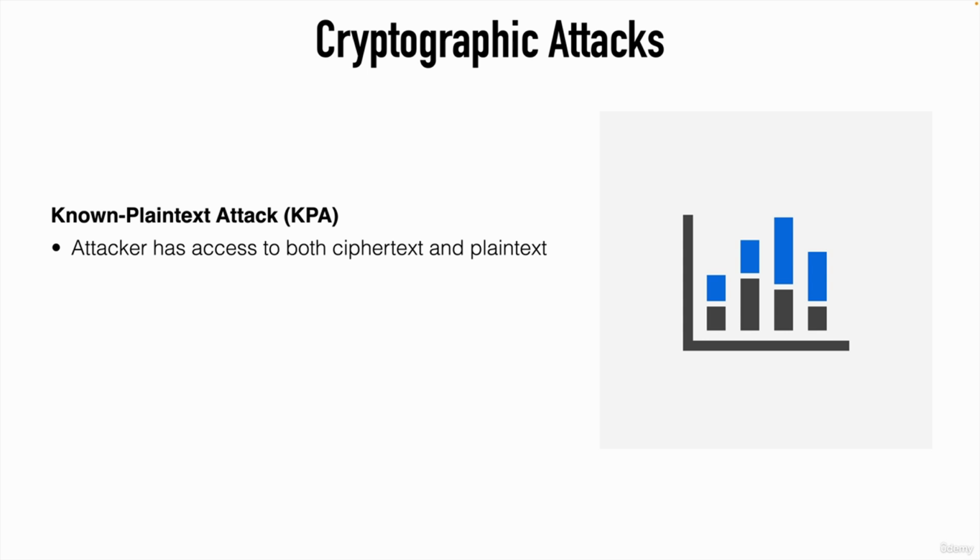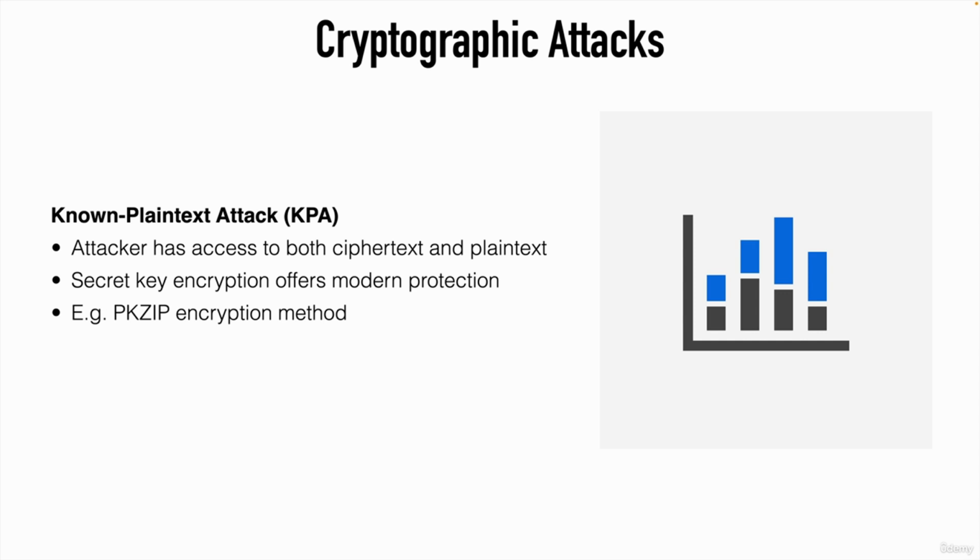The next category is known plain text attacks, or KPA. With these attacks, the attacker has access not only to the ciphertext, but also to the corresponding plain text values. Our modern ciphers are generally considered to be very resistant to these because we can add secret keys to the encryption to give that more strength. An example of this was the old PK-zip encryption method, which used legacy algorithms to create encrypted zip files. By having an encrypted file along with the original unencrypted version, it was possible to discover the secret key used.